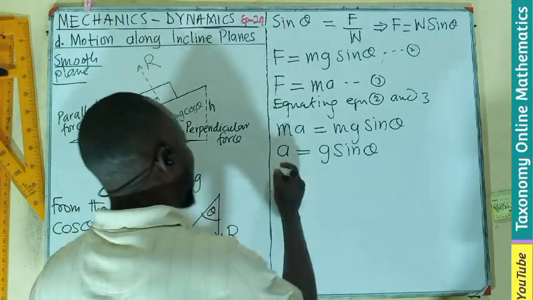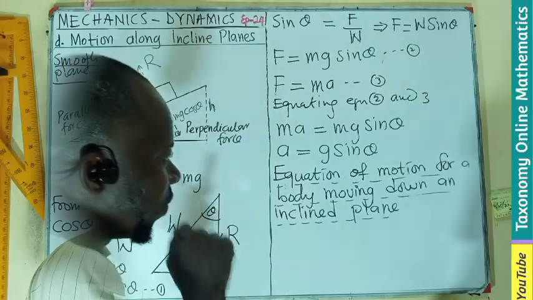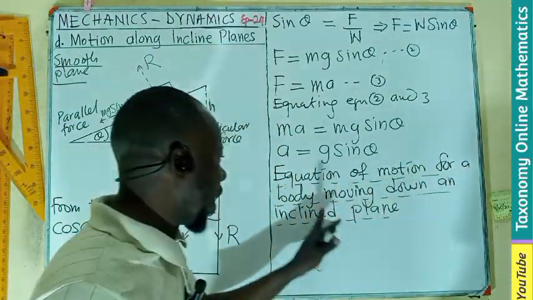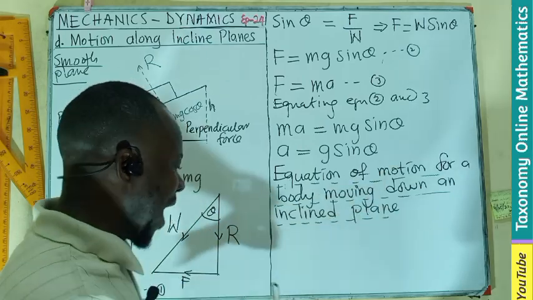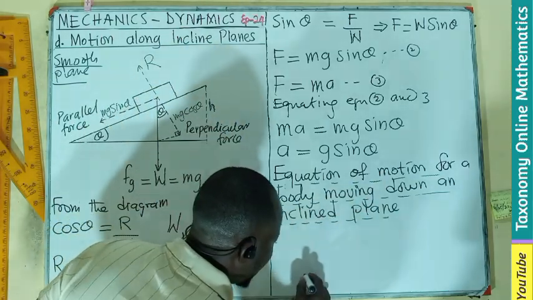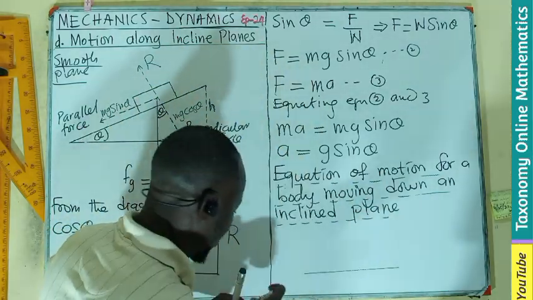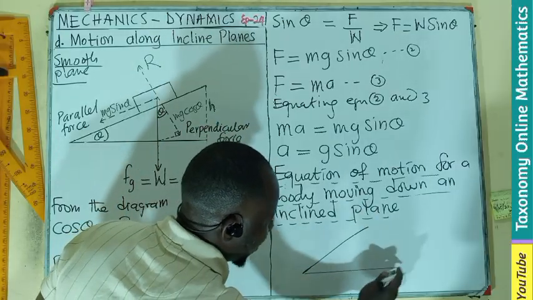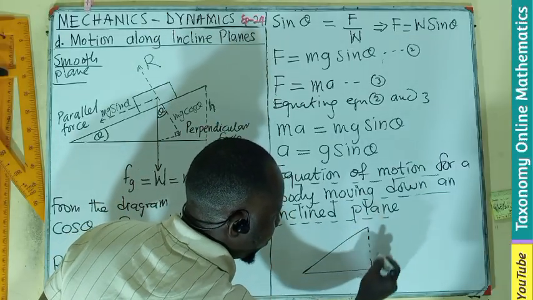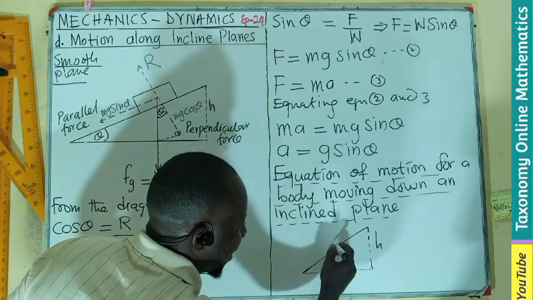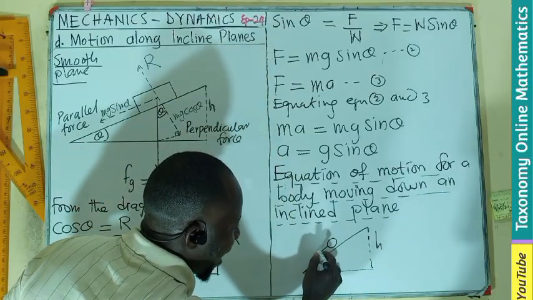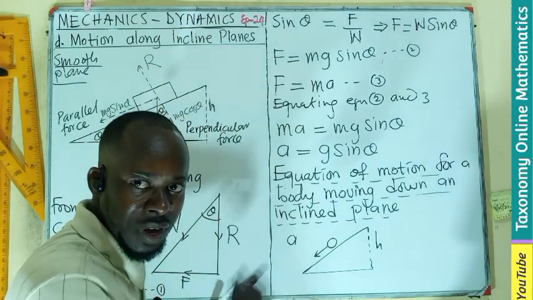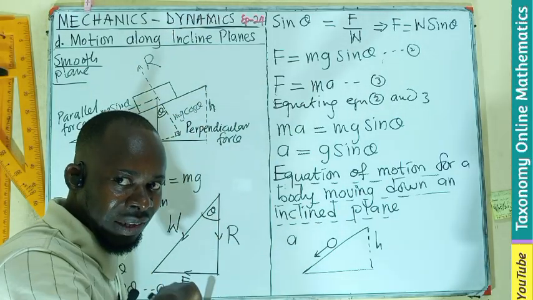Let's see the three equations of motion, the alteration of them for a body which is moving down an inclined plane. You see, if this is the inclined plane, this is coming down. I know this is going to be the height I'm looking for. Now, when a body is coming down, the acceleration is going to be positive. It's moving in line with the acceleration itself.